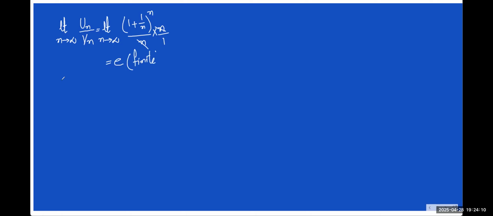Finite means we write the statement by limit comparison test: summation un and summation vn behave the same.